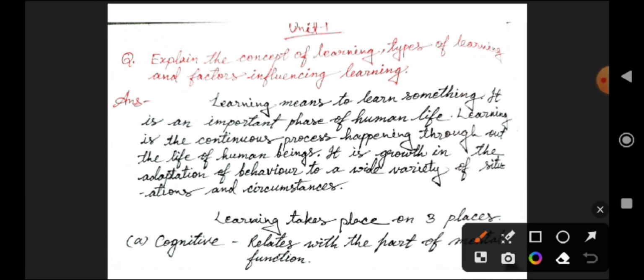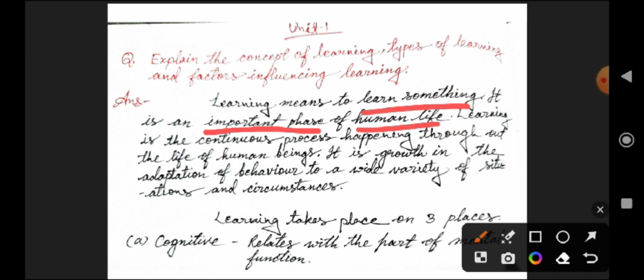So friends, what do you understand by learning? Basically we understand that learning means to learn something, to acquire some knowledge, कुछ सीखना. That is known as learning. Okay. So here see, learning means to learn something. It is an important phase of human life. So ये क्या है? एक important phase है, एक important part है हमारे human life का.